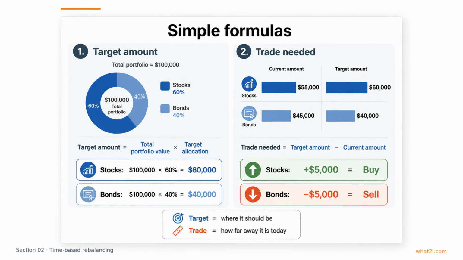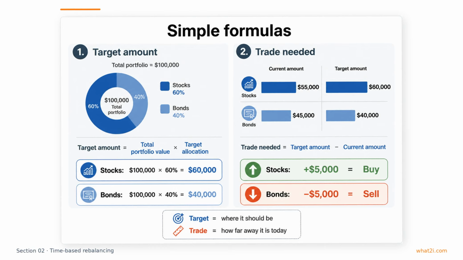Two simple formulas make the calculation process easy to repeat. The first is target amount, which equals total portfolio value multiplied by the target allocation. In a $100,000 portfolio with a 60% stock target, the target stock amount is $60,000. The second is trade needed, which equals target amount minus current amount. If the result is positive, that asset needs to be bought. If the result is negative, that asset needs to be sold. These formulas turn rebalancing into a mechanical exercise rather than a judgment call.